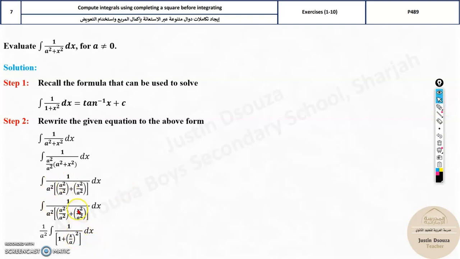Over here, you have just written the square outside because both are square, so bracket square. Now it is similar to this, isn't it? 1 by 1 plus, instead of x, we have x by a. That's fine. You can do the u substitution. Take u as x by a.